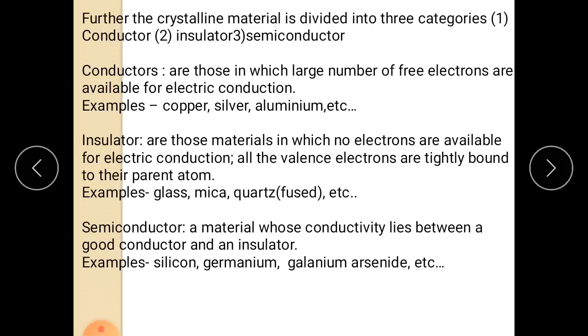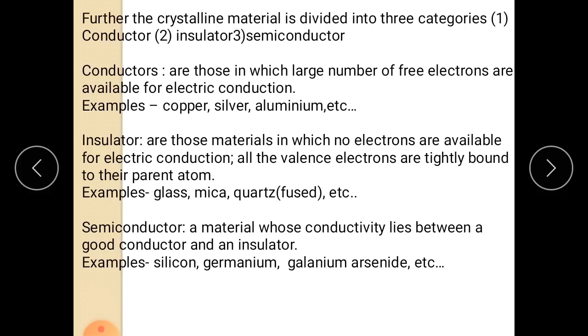So there are no free electrons available for electric conduction, and hence they cannot conduct electric current. The examples of insulators are glass, mica, quartz, etc.